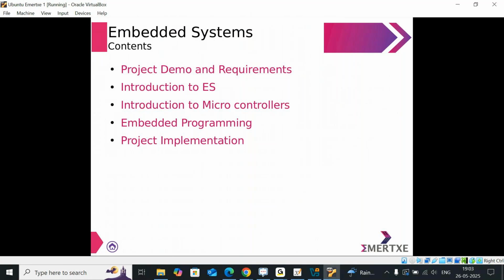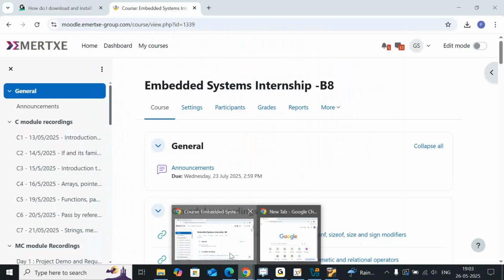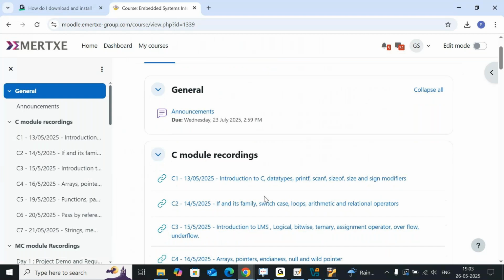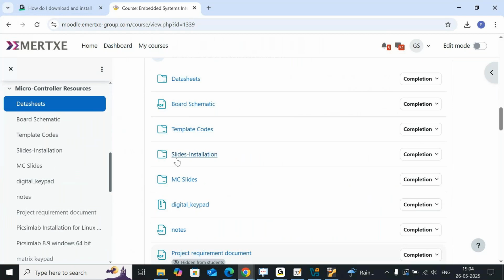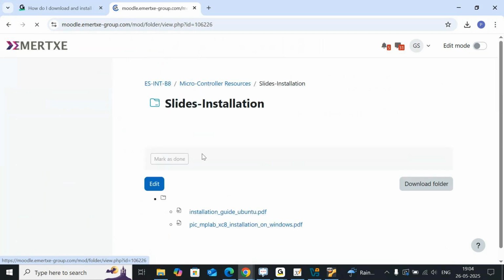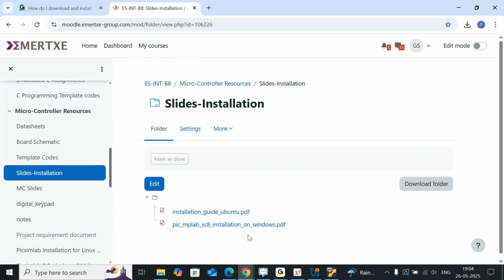Next is the installation process for PicsimLab and MPLAB. Since we are doing this internship online, we are going to simulate the tools only. We are not going to work on any hardware board. The simulation tools installation is specified in the LMS, and I'll show you how to download and install those tools. For this section you can refer to the installation slides, which are documents for installing PicsimLab, the MPLAB X IDE, and also the XC8 compiler.